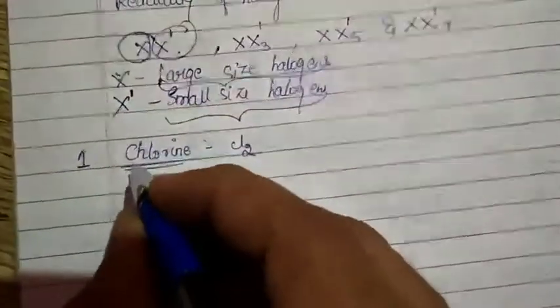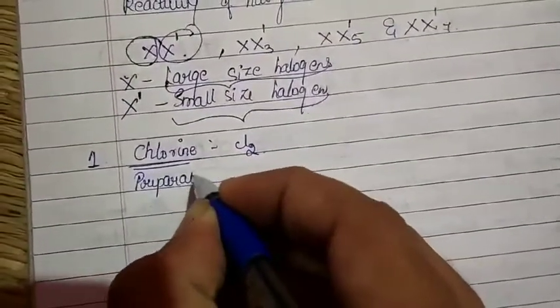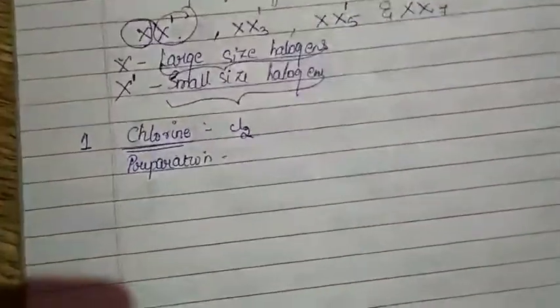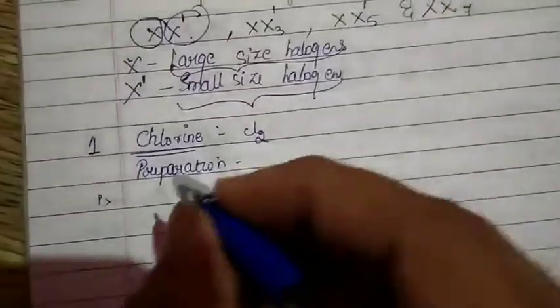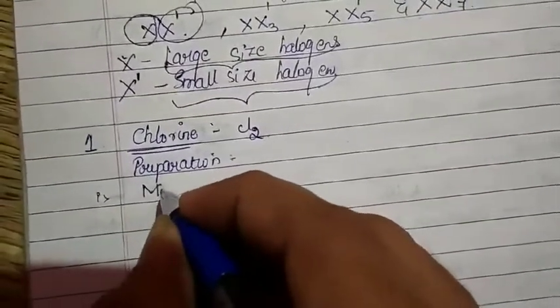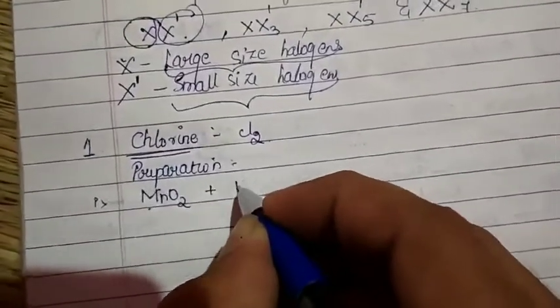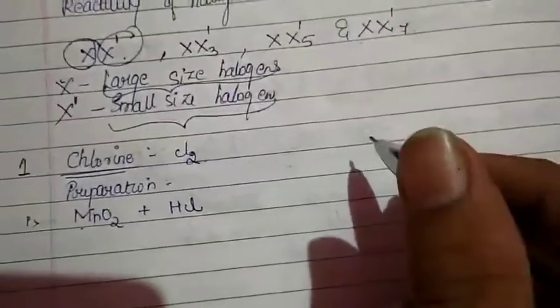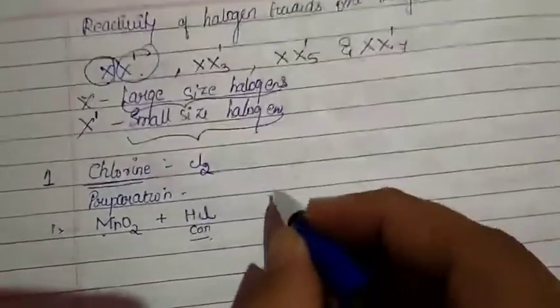The first important part, let us see how one can prepare chlorine in the laboratory. First of all, the preparation in the laboratory of chlorine is carried out by treating manganese dioxide in the presence of HCl. Basically, this HCl is a concentrated HCl.